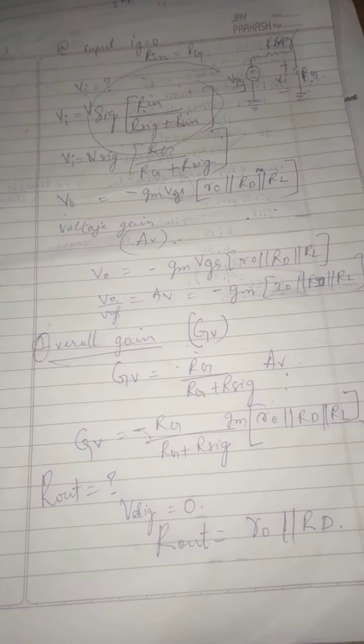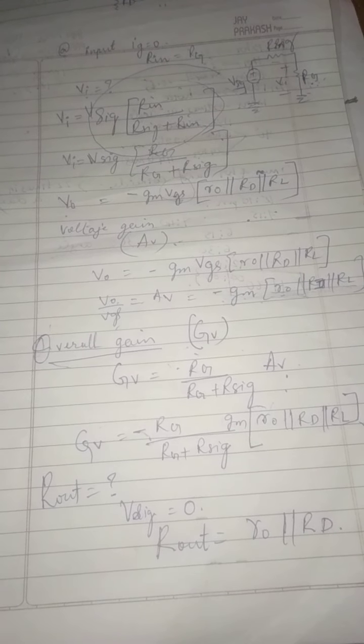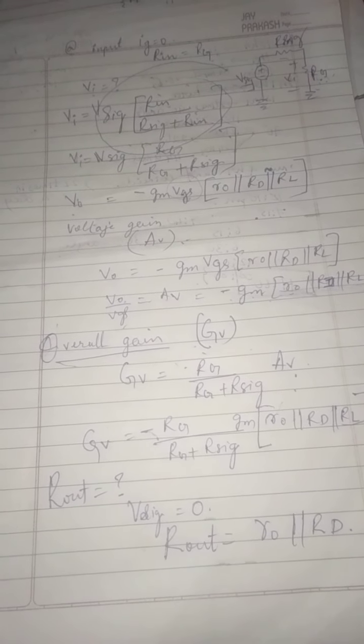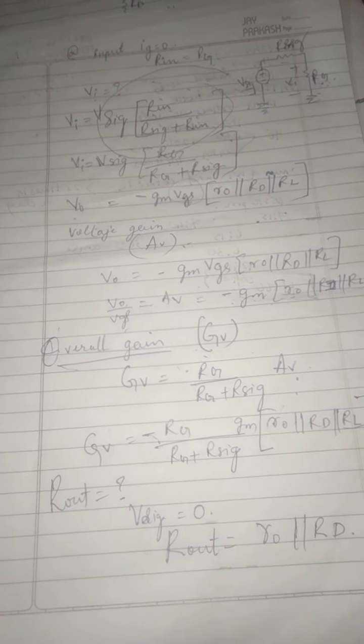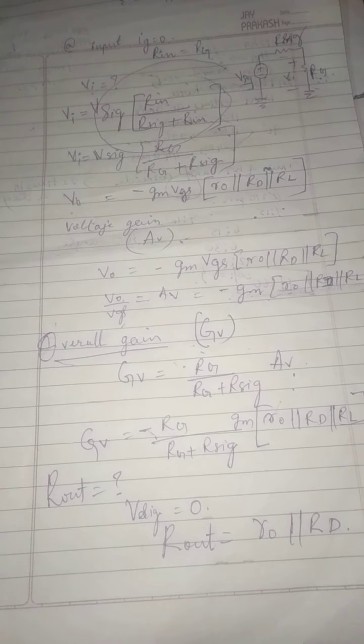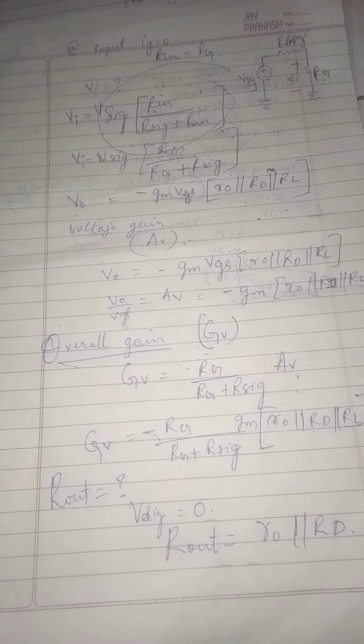That's all for today. Just remember 4 things: you are finding the expression for Rin, then the gain, output resistance and overall gain. So this is what will be asked throughout this module, whether it is for a common source amplifier or a common drain amplifier, whatever the circuit is.